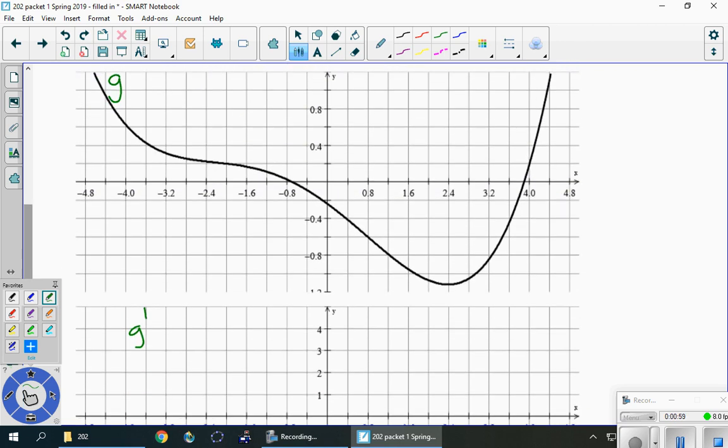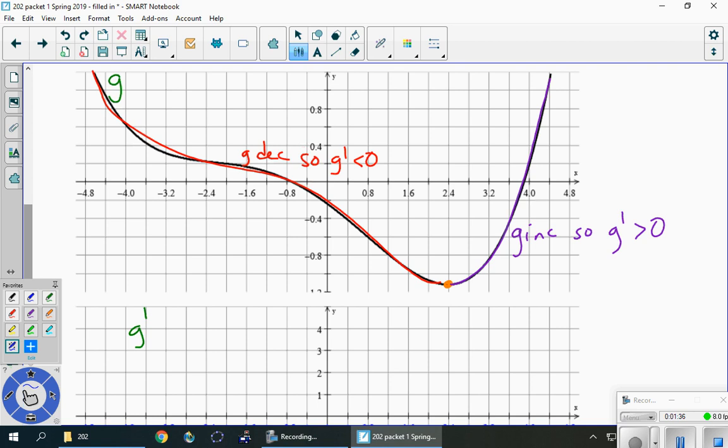Okay, so let's take a look at g. We got some facts about g. First facts relate to where g is increasing and where g is decreasing, and it looks like g changes that behavior right here. And so to the right of that spot, g is increasing, and so that means that g prime has to be a positive number. And to the left of that spot, g is decreasing, and so that means that g prime is smaller than 0.